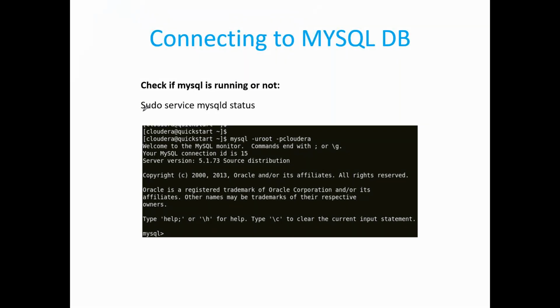Right. So this command is used to check the status of the MySQL database. So let us run this command. sudo service mysqld status. Sudo is nothing but superuser do. That is, we are going to run this command as root user, and we are going to check the service called mysqld. D stands for daemon, and we are going to check the status of it. So that's how this command has been derived. Let us run this command.